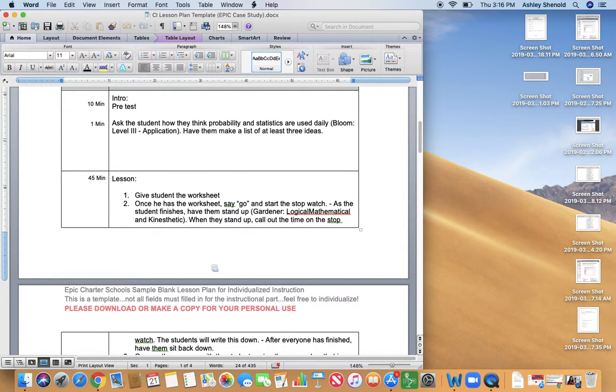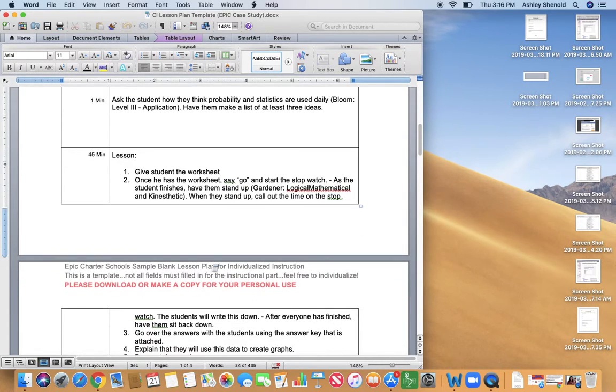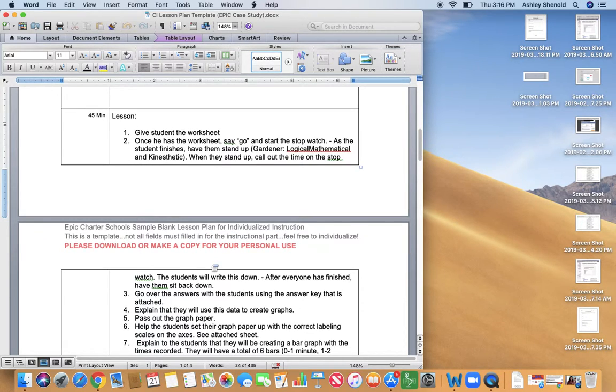Then we'll talk about those things, and then I will begin on my lesson, in which I would give the student a worksheet, and I would give them a time and I would say go, and then I would stop the stopwatch several different times. I would be acting like there were other students in the room. This would be an artificial way of showing when students finish work.